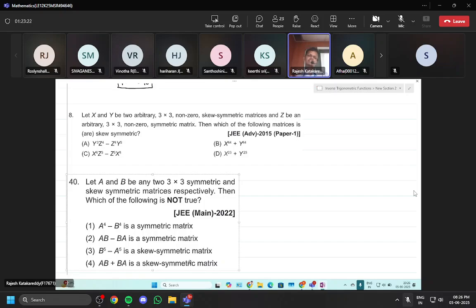I'm telling B is not symmetric. Oh, sorry, B is symmetric. This is not skew symmetric. Discarding this. Even powers are there. So D can be skew symmetric. Now in between A and C, I should look again. C is symmetric. Then somebody saying symmetric, somebody saying skew symmetric.